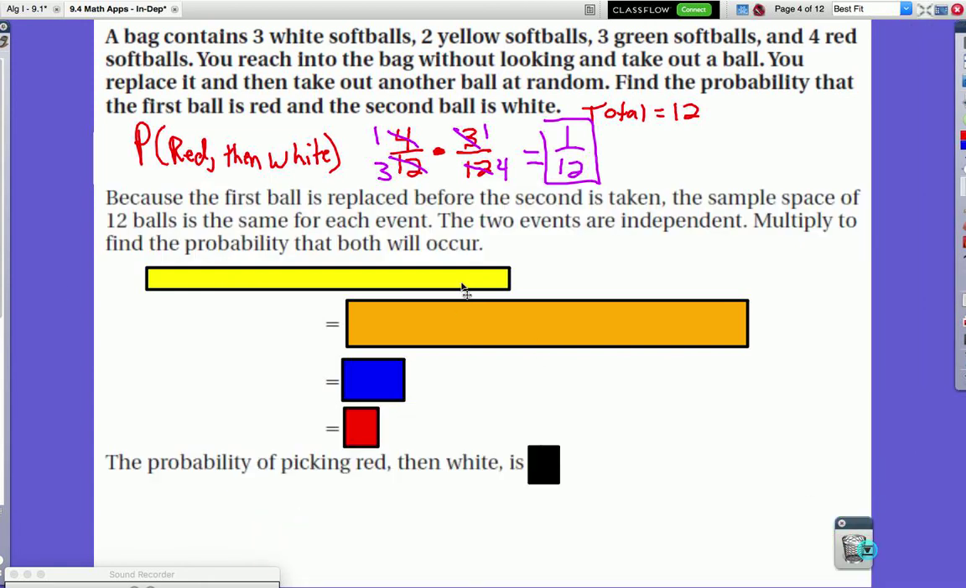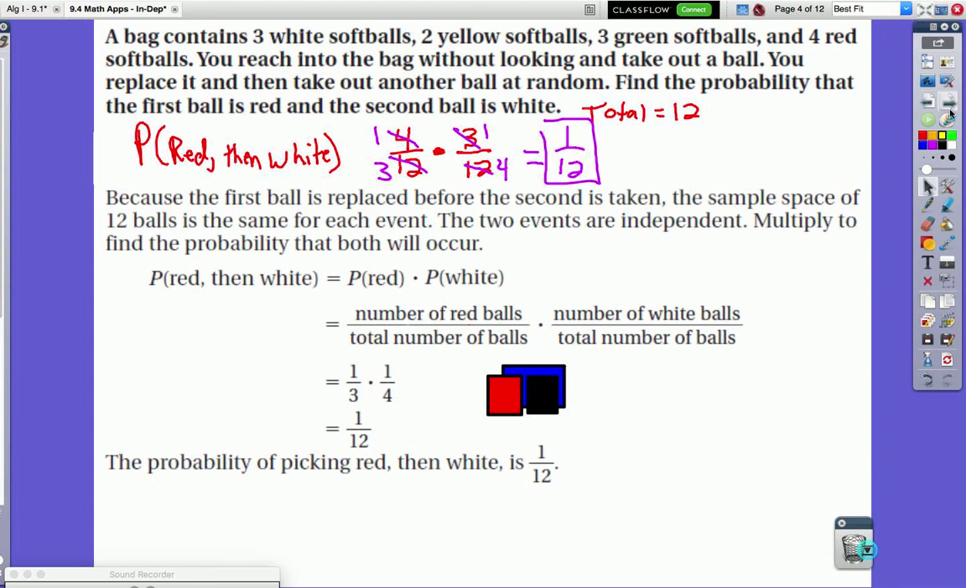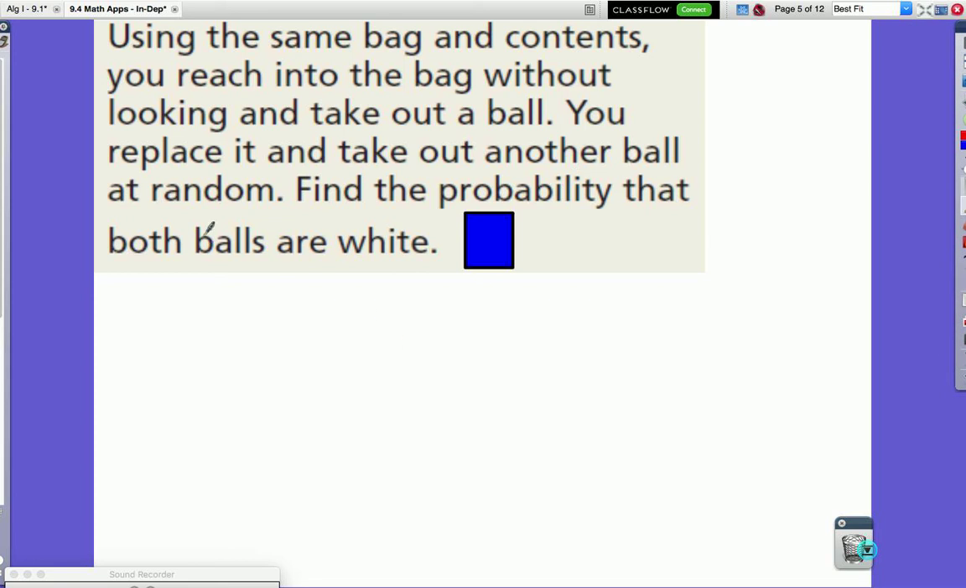Like it says, this is everything we just did. All right, got our answer. Okay, use the same bag of softballs. You reach in the bag without looking, take out a ball, and you replace it. Again, this is important. Later we will not replace it. And take out another ball. Find the probability that both of the balls are white. So the probability that we get white, then white.